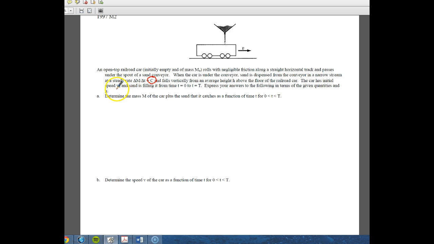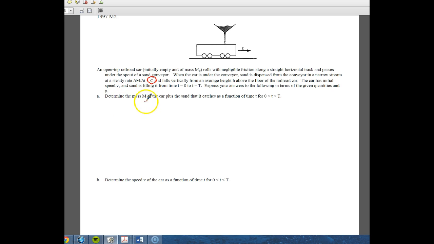The car has an initial speed of v0, and the sand filling it is from time t0 to time equal to capital T. So they want us to express our answers in terms of all those given quantities and the value for gravity, which is g.